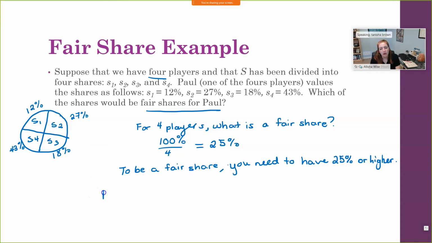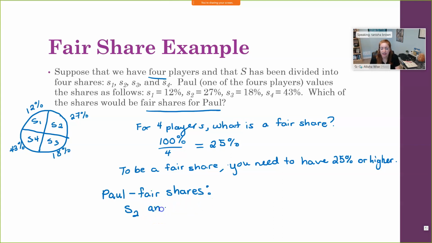So for Paul, which of these would be considered fair shares? What do you guys think? I think S2. S2 would work. Very good, because it's 27%, which is higher than 25%. Good. Anything else?